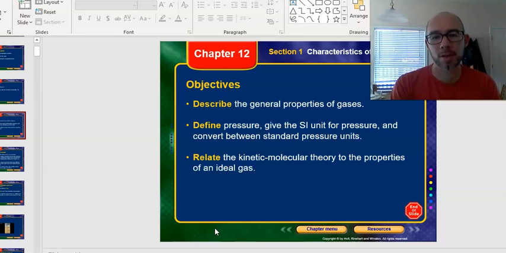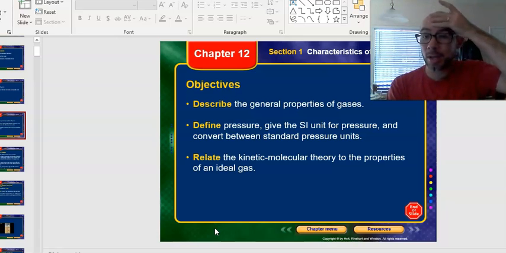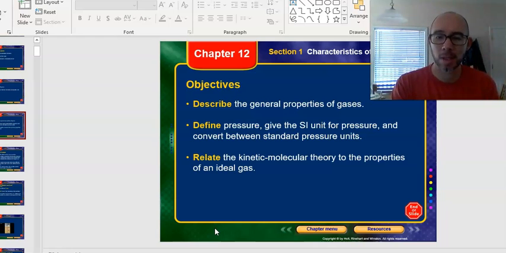Objectives for our first section: describe the general properties of gases. We're going to talk about pressure and give you the SI units for pressure, and that's important for us. We've already been looking at phase diagrams, which had pressure on the vertical axis, and those were in pascals or kilopascals. So we'll look at what they use in chemistry as opposed to what they might use in engineering or physics. And we'll use our calculators to convert between different kinds of pressure units. The pascal is pretty cool. I like it because it's named after Pascal, who's a pretty cool guy.